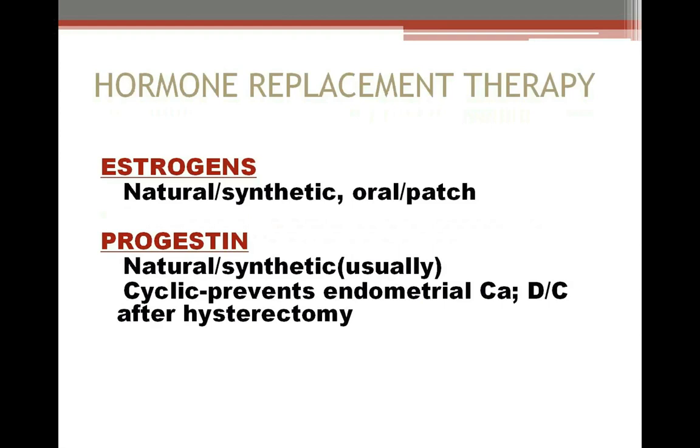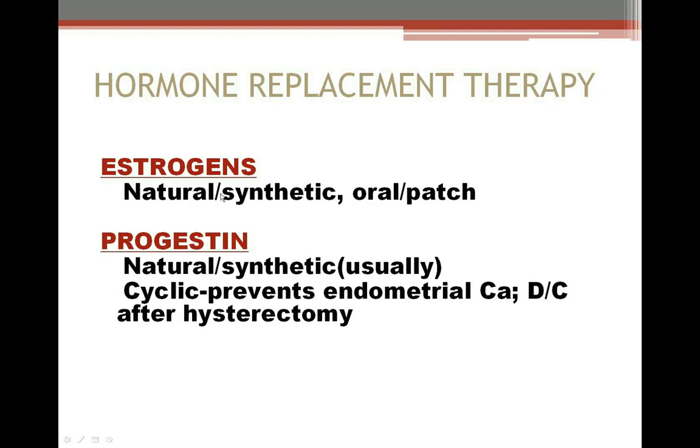Now, it was felt for many years that the logical treatment for the menopause was hormone replacement, that if you stop making hormones, then replacing the hormones ought to really reverse some of the changes in the skin, some of the changes in the bones, the changes in cognition, some of the changes in sexual function, mood changes, and so forth. And for women who had their uterus, the hormone replacement consists of a combination of estrogens and progestin.